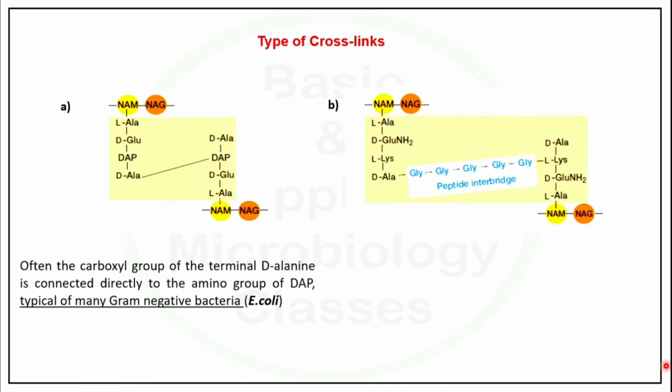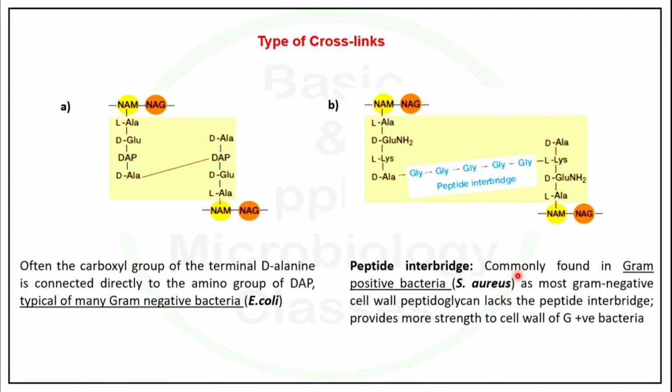Now we are going towards gram-positive bacteria. In gram-positive bacteria, I already told you that diaminopimelic acid is most of the time replaced with L-lysine. So here, the terminal D-alanine of one chain of identical subunits of peptidoglycan is joined, in order to form a cross-link, to another chain of identical subunits of peptidoglycan by means of an interbridge, what we call a peptide interbridge. So what is that interbridge?